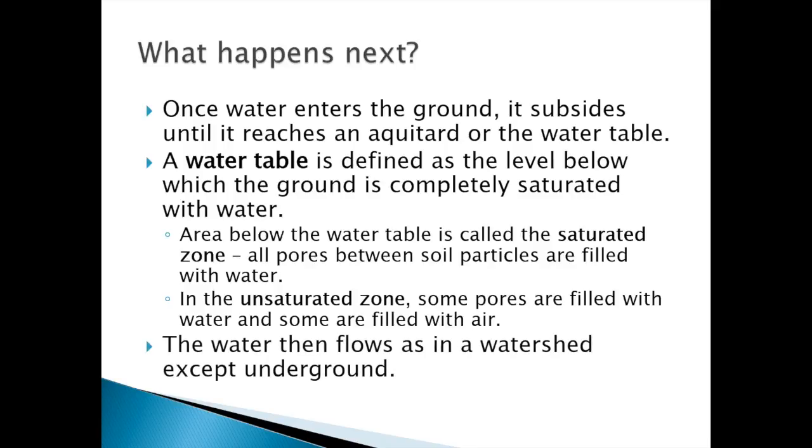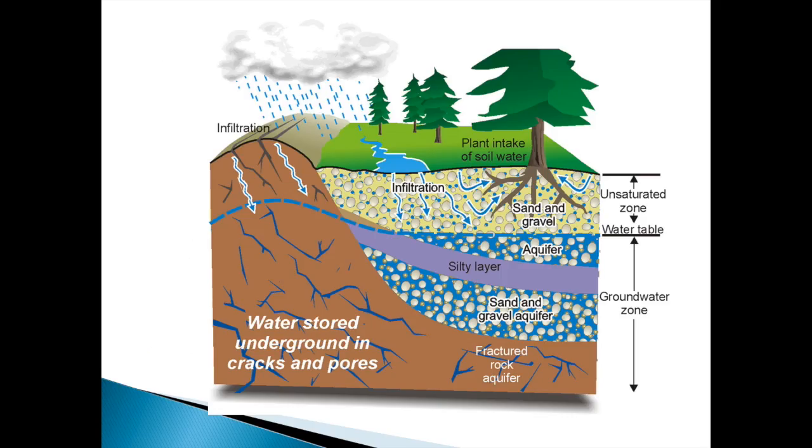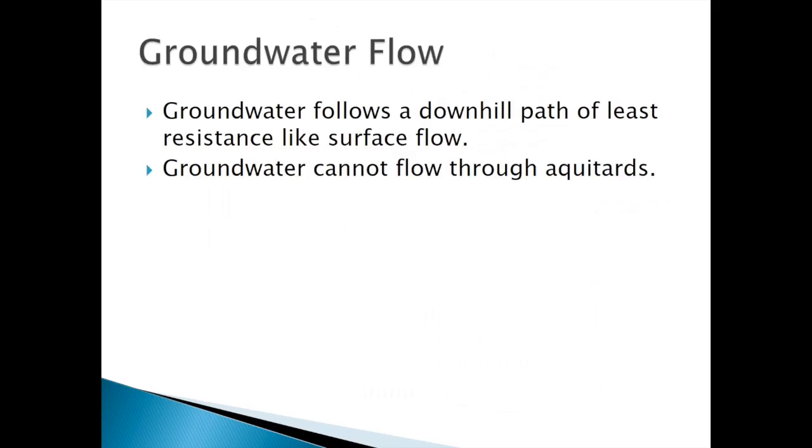Once water enters the saturated zone, it flows much like surface water in a watershed. This image provides a depiction of the difference between the unsaturated zone and the saturated zone. Notice the location of the water table. Similar to surface flow, groundwater follows a downhill path of least resistance. Groundwater cannot flow through aquitards.